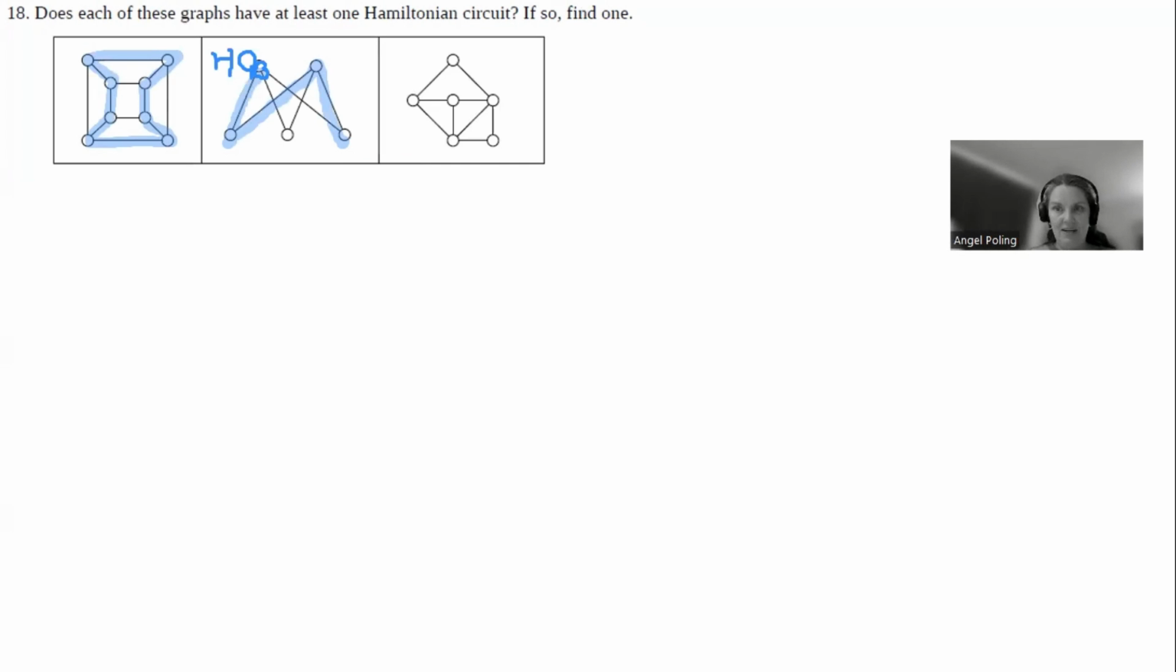But here we get stuck. We have to go back to headquarters, but we haven't actually delivered this package. And the middle image does not have a Hamilton circuit. We always leave one vertex out, no matter what we try. Let's see. And then on our third one, we also have a Hamilton circuit. So we had a yes, a no, and a yes.